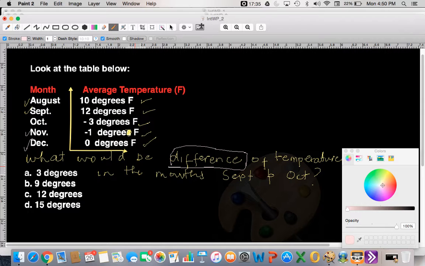September and October. Okay, so here September is 12, and you are subtracting negative 3. So 12 minus negative 3. So 12 you keep, change, change. So 12 plus 3 is 15. 15 degrees, and the answer is 15 degrees, D.